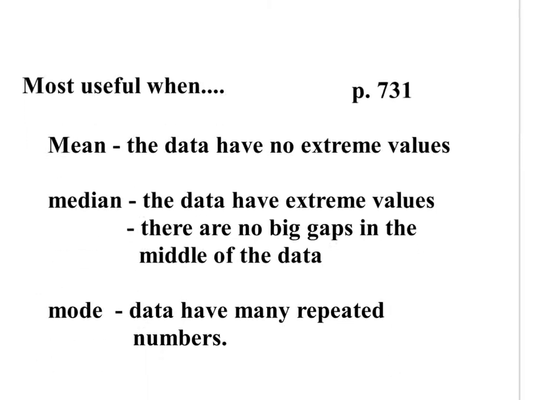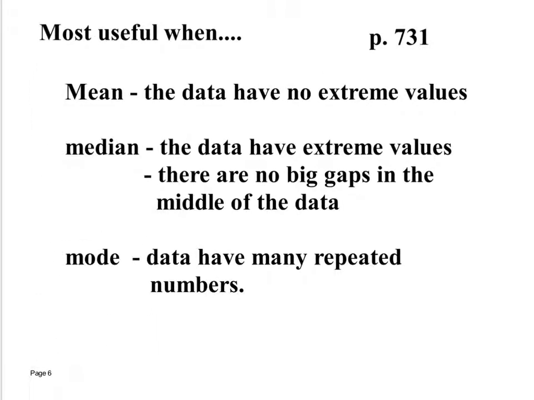All right, you need to write this down. This information is on page 731. There are going to be a couple of questions that ask what is the most useful central measure, or measure of central tendency. These are your three options, because range is not one of them. Here's when you use each. Mean is when you have no extreme values.